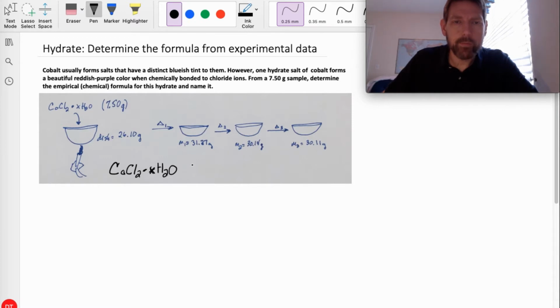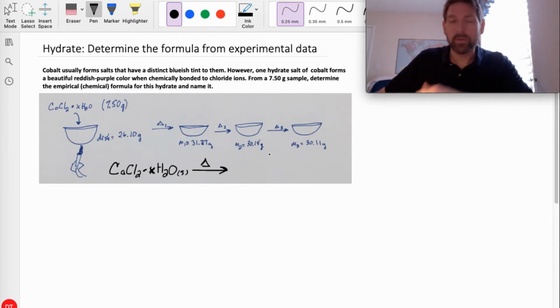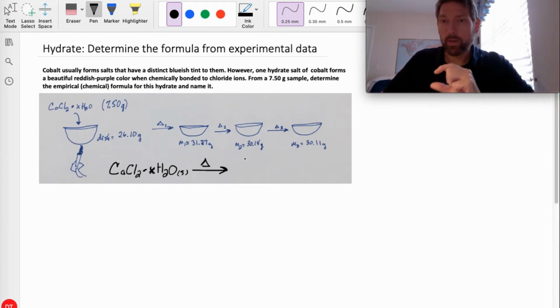You're just writing that multiplier there. And of course, this would have to be a solid. You put it in the evaporating dish, and you heat it up. I don't care how many times you heat it up, we just need the reaction that represents this, right? When you heat it up, it will decompose into the salt product and then the water product.